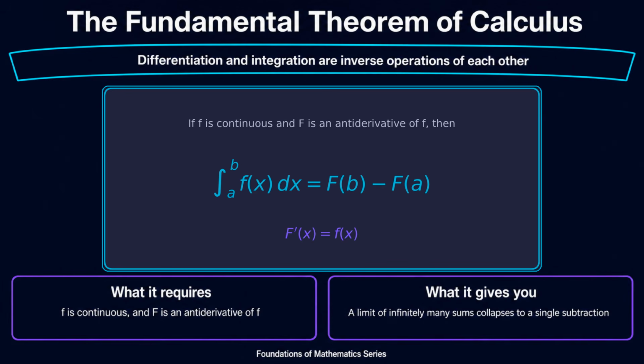And the theorem carries a second message, which is why it is called fundamental. It shows that differentiation and integration are inverse operations of each other. The 2 chapters we are building are not 2 separate subjects, but 2 directions along the same road. Note the hypothesis, though. Continuity of f and the existence of an antiderivative are what make the collapse legal.